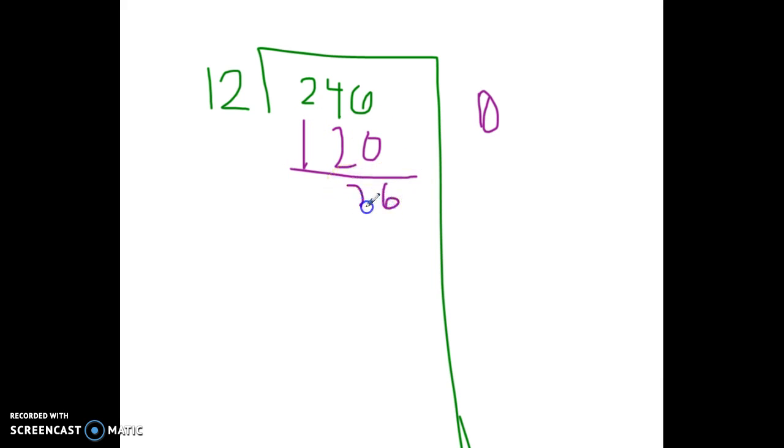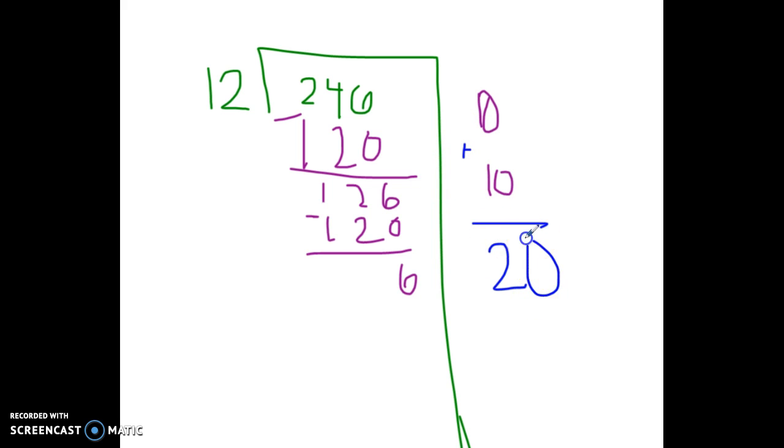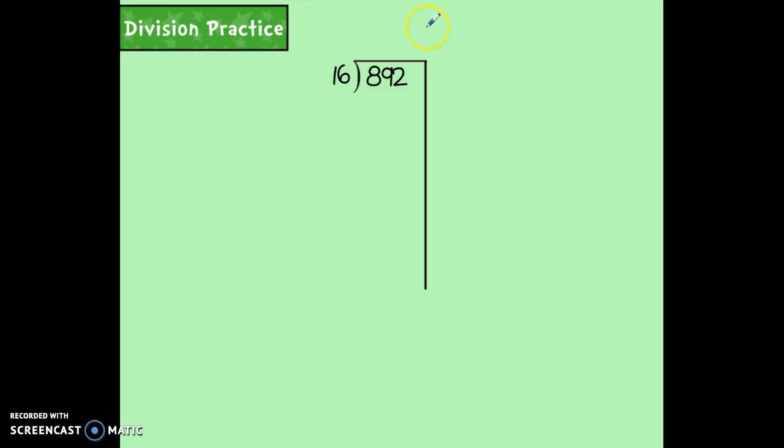Subtracted, 6, 2, 1. I can fit in another 10 groups because 10 times 12 is 120. Subtract those. I only have 6 left, which is smaller than 12, so I know I have to end. So it fit in 10 times and 10 times, so it fit in 20 times with a remainder of 6. Try one more. Sometimes we get really big ones.